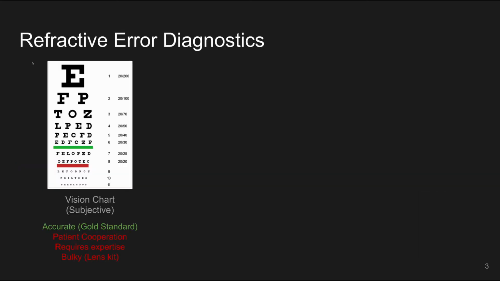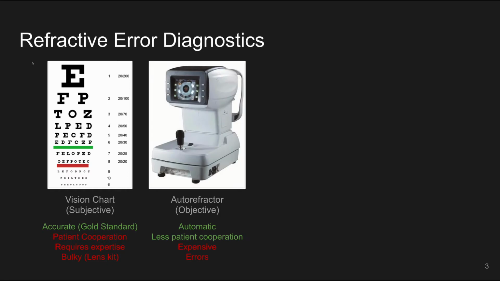There exist multiple methods to diagnose refractive error. First is the gold standard and most accurate method using the vision or logMAR chart. This is a subjective method where the patient has to subjectively assess their vision. Although accurate, the main drawback of the method is that it requires a lot of patient cooperation, which makes it challenging for young children. The second method is an autorefractor.